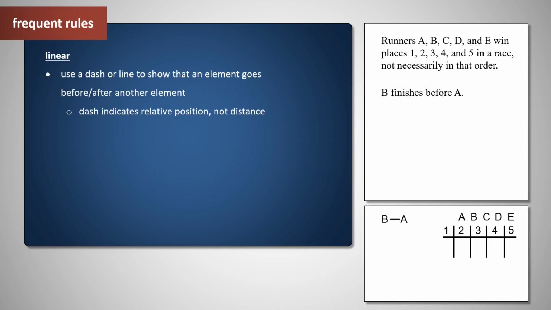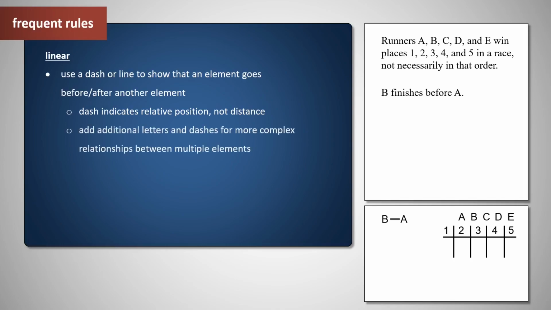We don't really know how far away they are. B could be first, A could be last, or B and A could be first and second, or fourth and fifth, or any other positions, as long as we know that B is before A. So that's when you use the dash: you're just saying the first one comes before the second one whenever I have the diagram.